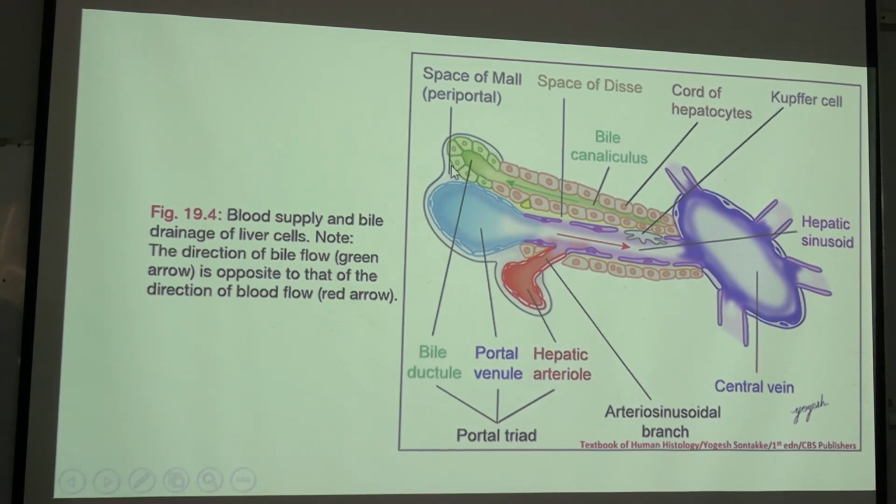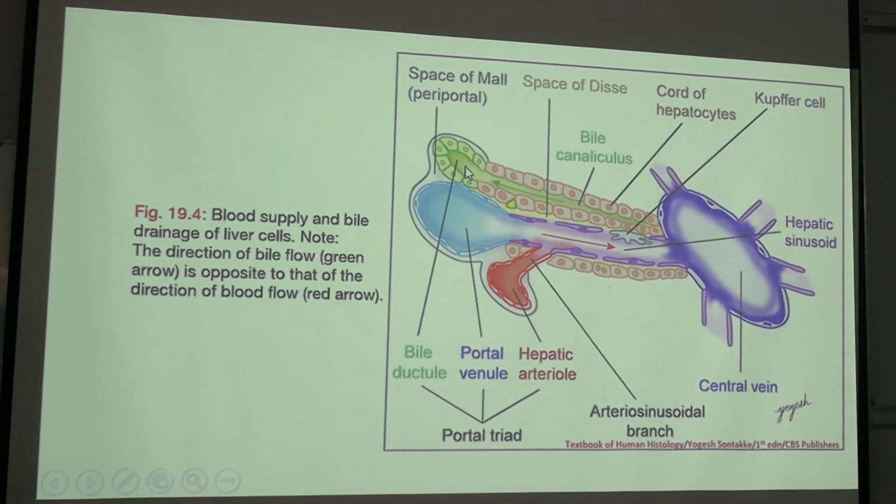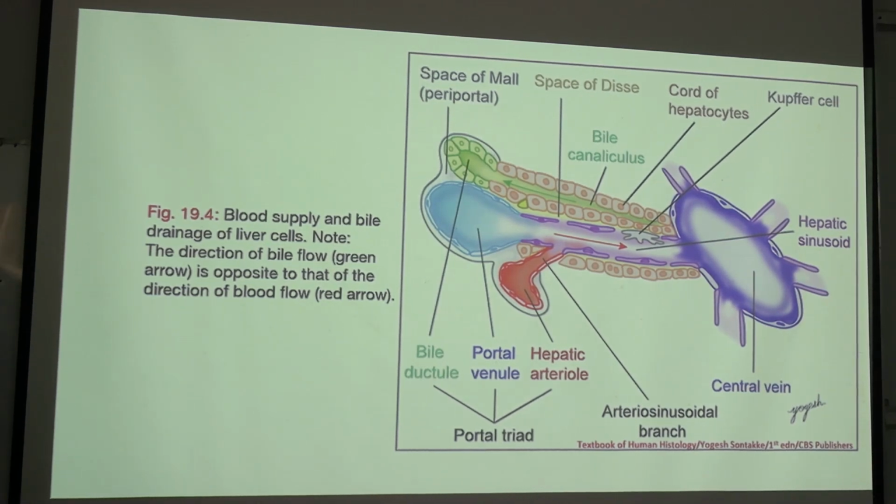Now this portal triad over here, the space around it we call the periportal space of Mall. Space of Mall around this portal region is occupied by smaller bile ductules, which join with bigger ductules and eventually form the hepatic ducts, right and left hepatic bile ducts. They unite to form the common hepatic bile duct, which drains to the gallbladder eventually, and comes out from the gallbladder as the cystic duct, and eventually they join together with this common hepatic bile duct. So this is the architecture.